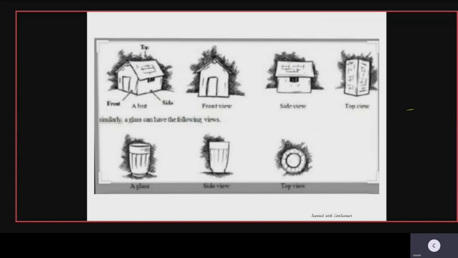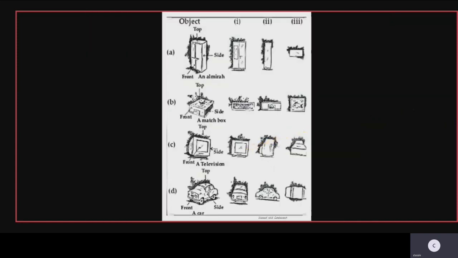The next one, take some more objects and draw them. First one is the almirah. Mark it first in the 3D diagram and then draw the different views. The next one is a matchbox. The same here, a television, a car. Okay, these are some of the examples and their views, representation of 3D objects.